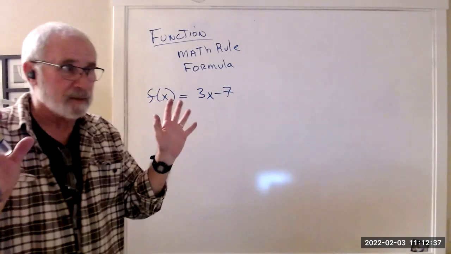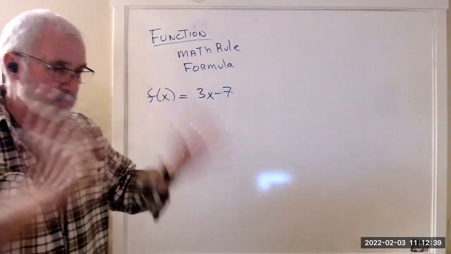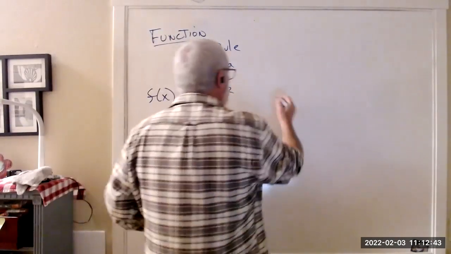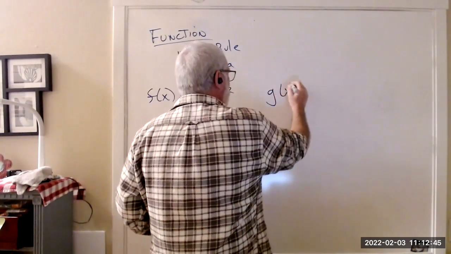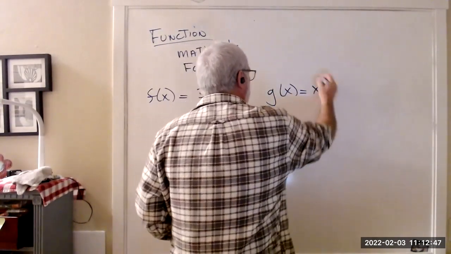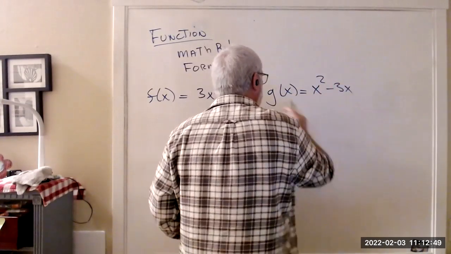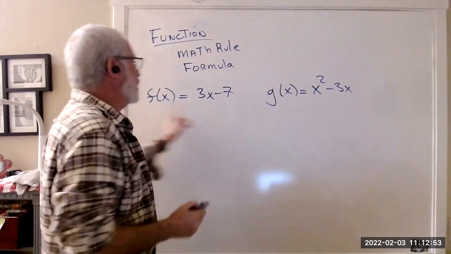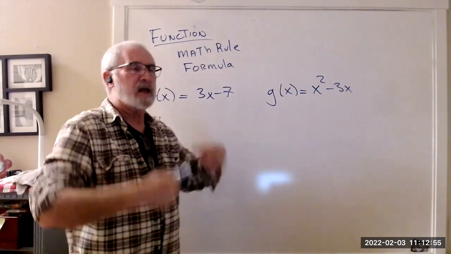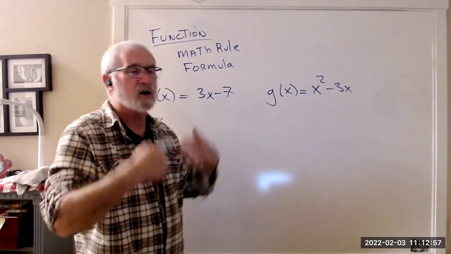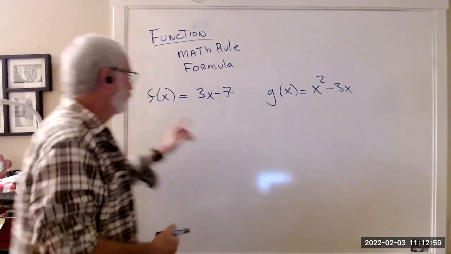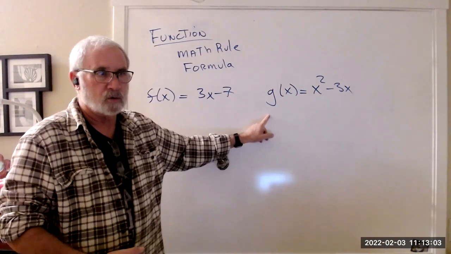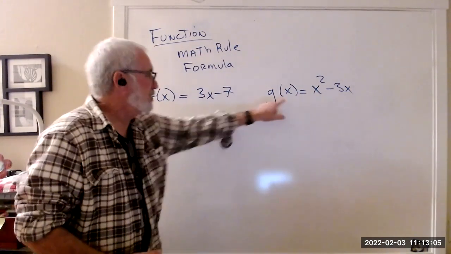Now, I just made it up. In 5 minutes, the F rule may be something different. You could have a different rule. We could have G of X equals X squared minus 3X. We just make these up. The F and the G, or whatever we put here, is simply the name of the rule. This is the F rule. This is the G rule. And X is its variable.